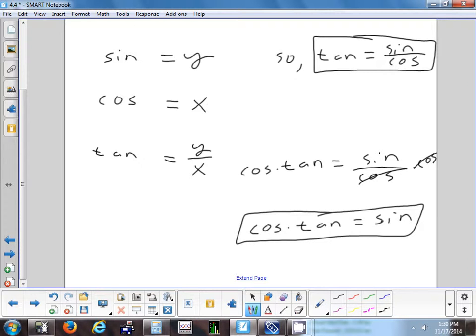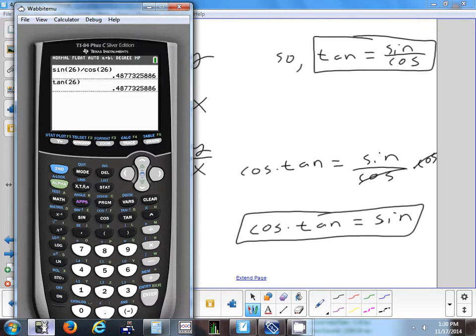Okay, let's try that with a different angle. Let's do 34. Take cosine of an angle times the tangent of the angle. You get 0.559. Now let's just do the sine of the angle. 0.559. So multiplying the cosine times the tangent gives you the sine. Any question on that?